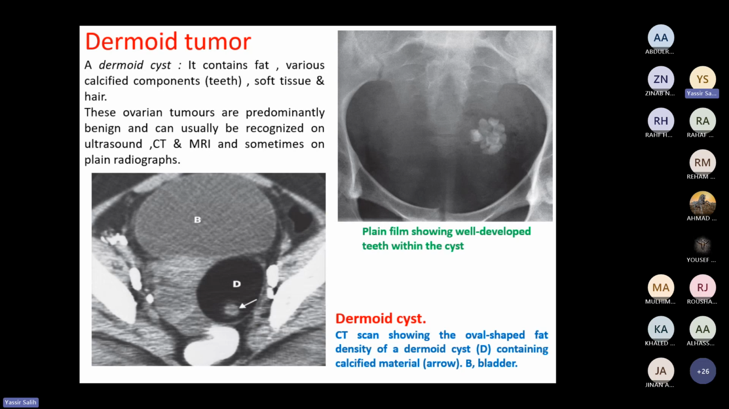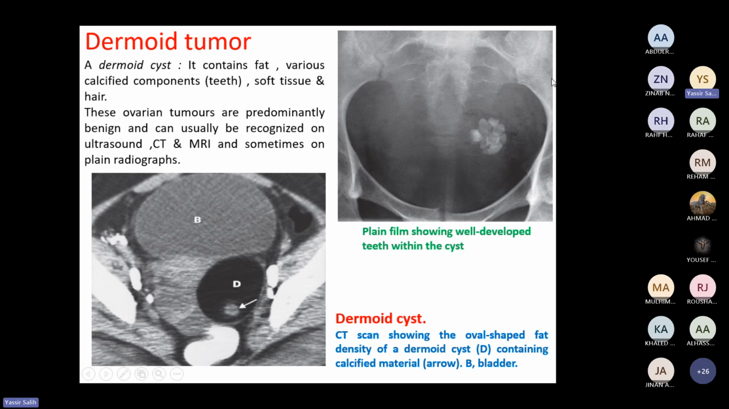If we do a plain X-ray, which of these components can be seen? Calcification. Hair is difficult, soft tissue also difficult, and fat is also difficult because it is a little dark, so it is difficult to see the fat. But the most obvious one is calcification, the teeth appearance.